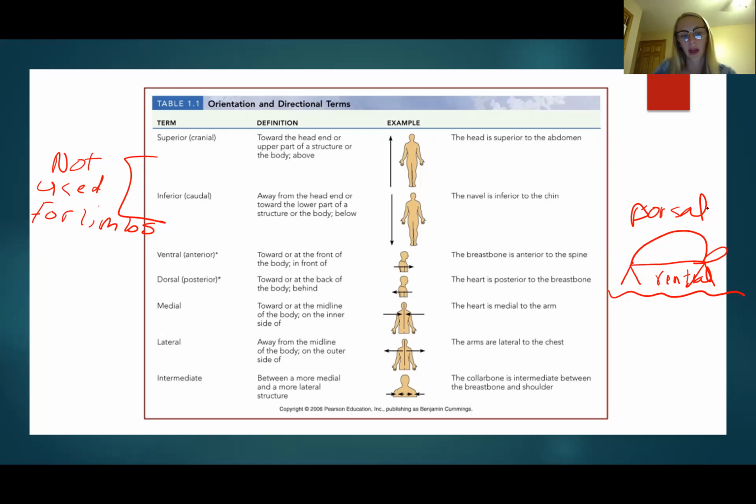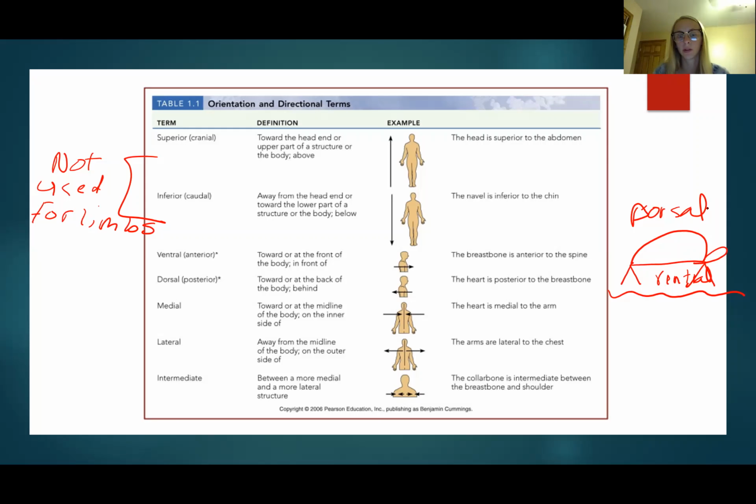Okay, and then we have 3 terms of medial, lateral, and intermediate that all kind of go together. Medial, think of middle, think of median. Driving down the highway, the median is in the middle. So median is your center line straight down your body. The heart is medial to the arm. Well, think about it. You put out your arms, your heart is in the middle. Medial is middle.